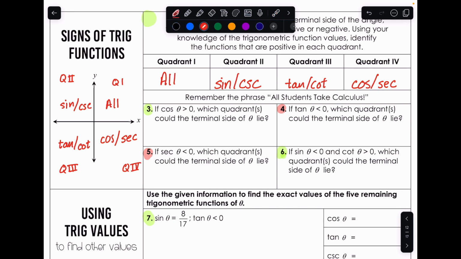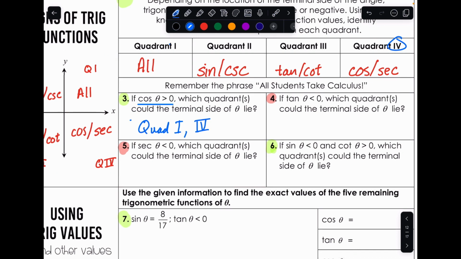All right, so if cosine theta is greater than 0, which quadrants could the terminal side of theta lie in? So if cosine theta, let me write this down. If cosine theta is greater than 0, meaning it's positive, where could the terminal side of theta be? That could be in either, if it's positive, it can be in either 4. So I'm going to write it down, quadrant 4, and the only one that includes everything, quadrant 1.